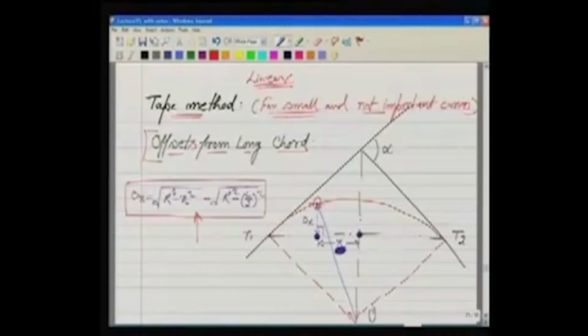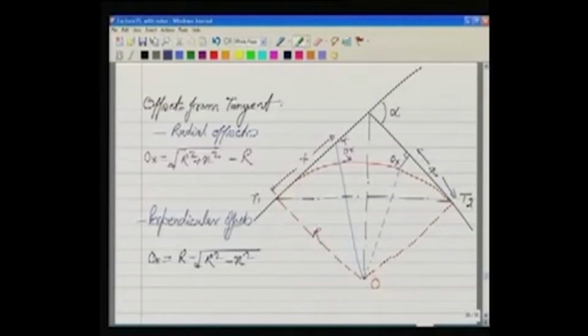So this method is offsets from long chord. We have done it for this x. We can do it at equal intervals over here also. By doing that, we are establishing the points on the curve, and then joining these points, we will have our curve set out. So this is how the curve can be set out.